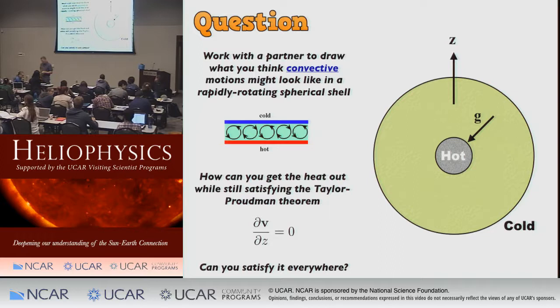I'll give you another hint. So think about cutting through the equator and looking down from the North Pole, seeing this. So this would be radius, this would be longitude. So you're kind of looking down, cutting through here and looking down from the North Pole, and you see this at the equator.